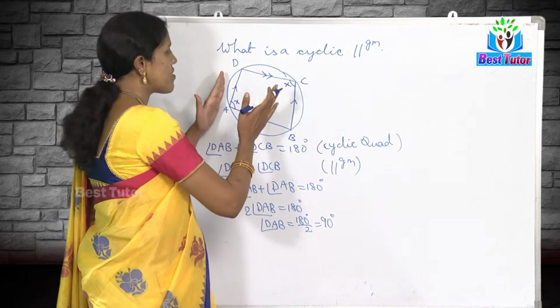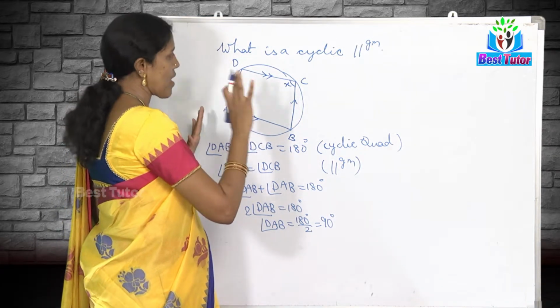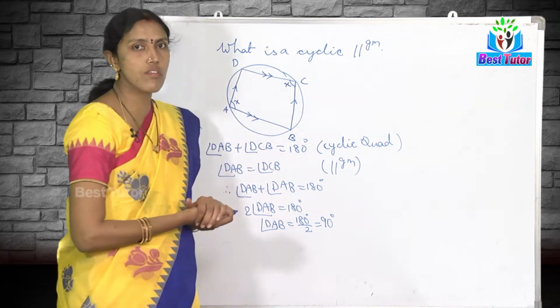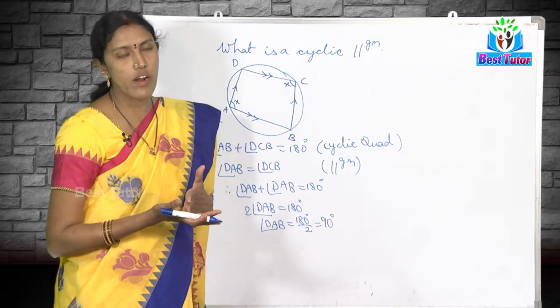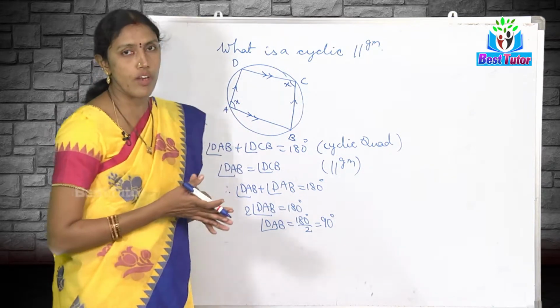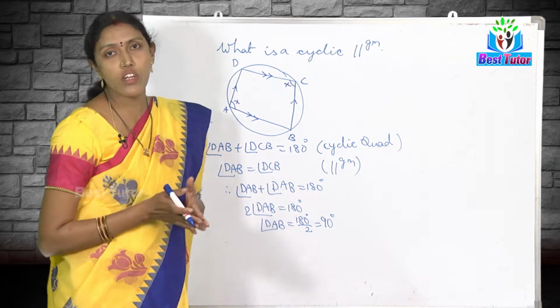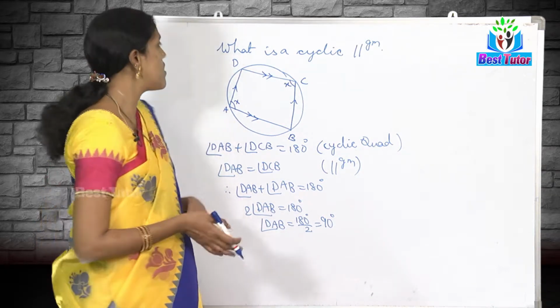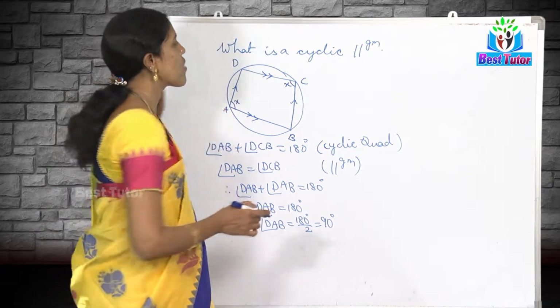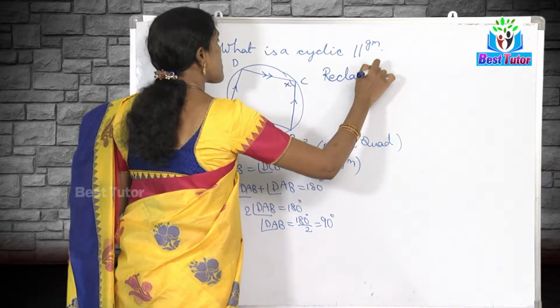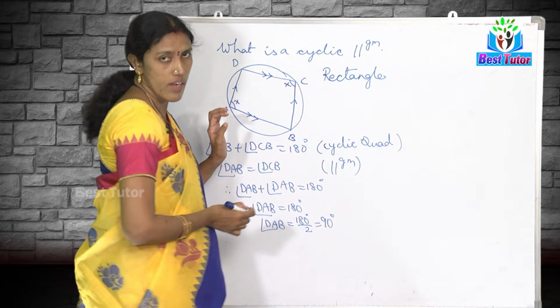That means for this cyclic parallelogram, we have clearly observed that all angles are equal to 90 degrees. What is a parallelogram whose all angles are equal to 90 degrees? It is definitely going to be a rectangle. So, what is a cyclic parallelogram? It is nothing but a rectangle. Every cyclic parallelogram is going to become a rectangle.